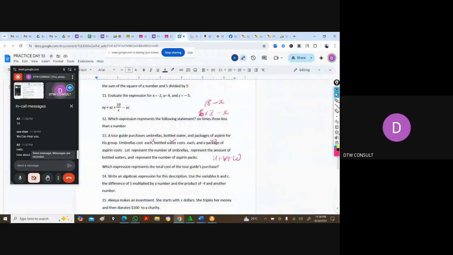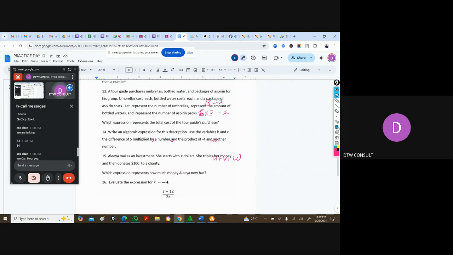Let's go back. All right. So our answer for number 13. Okay, I see everyone. All right. So let's do it together. That's number 14, I mean. So it says, write an algebraic expression for the description. Use variables B and C.